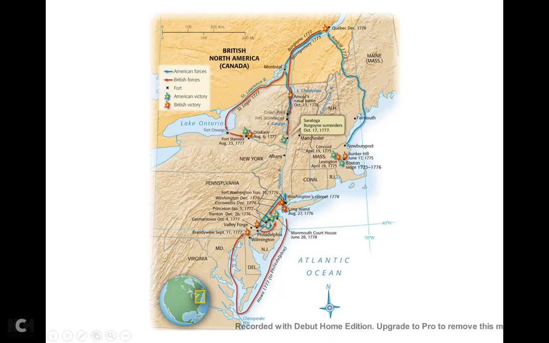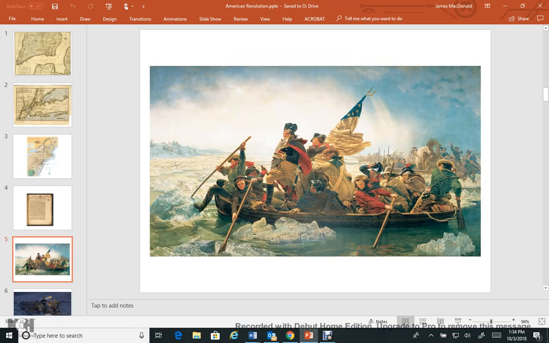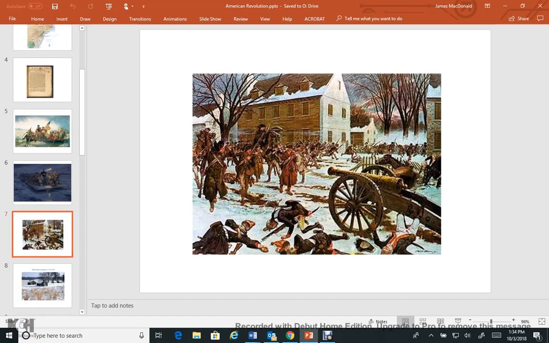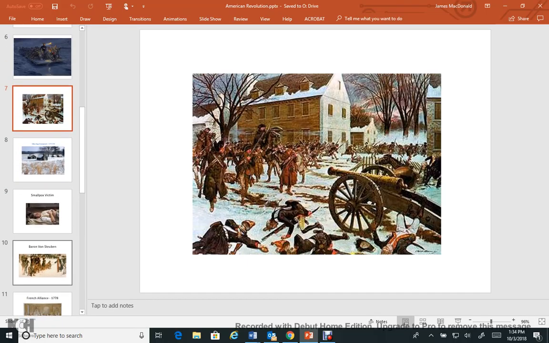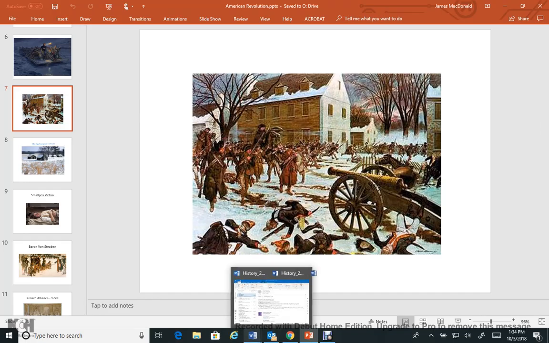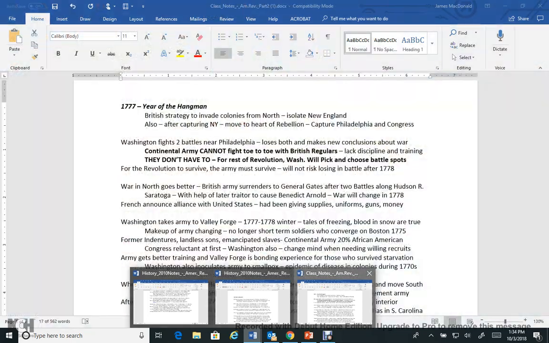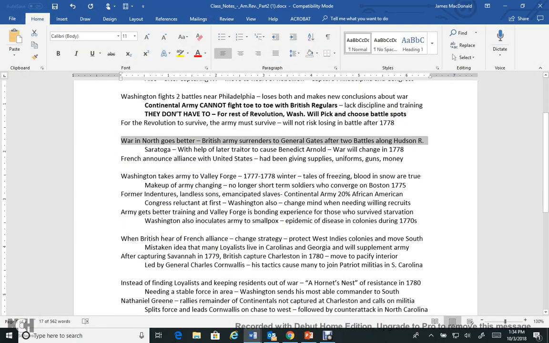Unfortunately, in a couple of battles that happened near the New York town of Saratoga, the British end up surrendering an entire army to General Gates and Benedict Arnold. In fact, Benedict Arnold, believe it or not, was part of that critical victory in 1777.